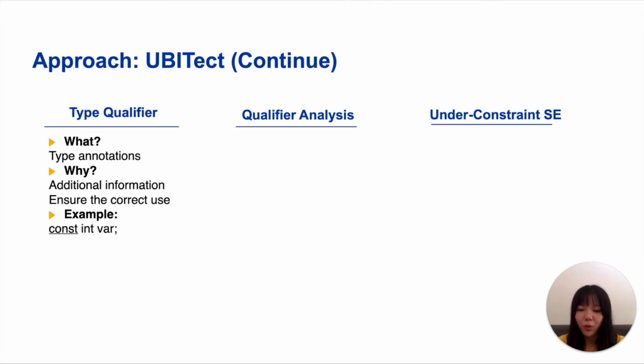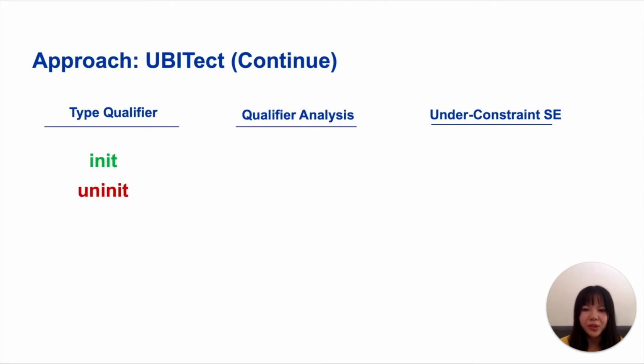Then let me detail some content shown on the last page. First, what is a qualifier? A qualifier, or type qualifier, is a kind of type annotation. It has two functions. First, it describes some additional information about the annotated variable type. Second, it ensures the correct use of the tagged type. A well-known example in the C language is const. Const is a type qualifier. If we define a variable annotated with a const type, then it means the variable is a constant. This is additional information. This constant cannot be changed, which ensures the correct use of the const type.